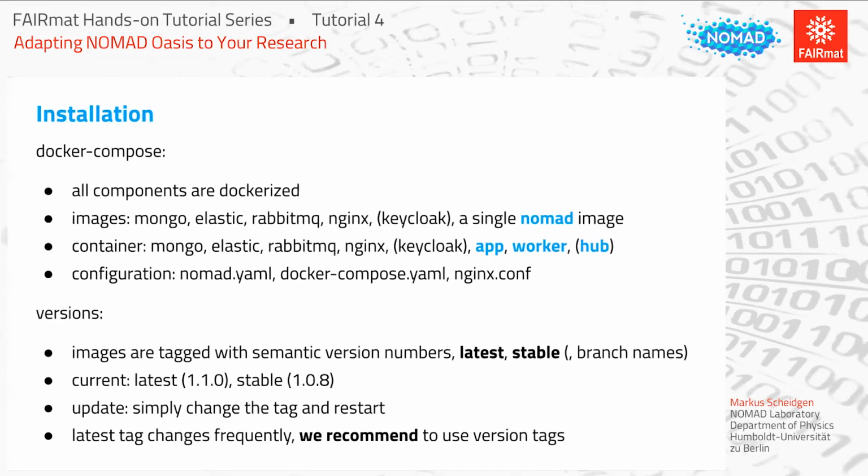Then there are also these latest and stable tags, of course. And then there are also branch names. Like every time a developer creates a branch on our GitLab and is committing something, there's an image built, and this image has the branch name as a tag. And this might be important if you are collaborating with us or if you become a developer yourself and whatnot.